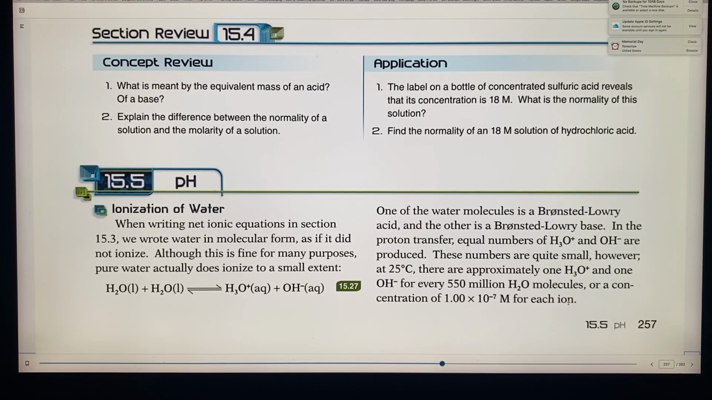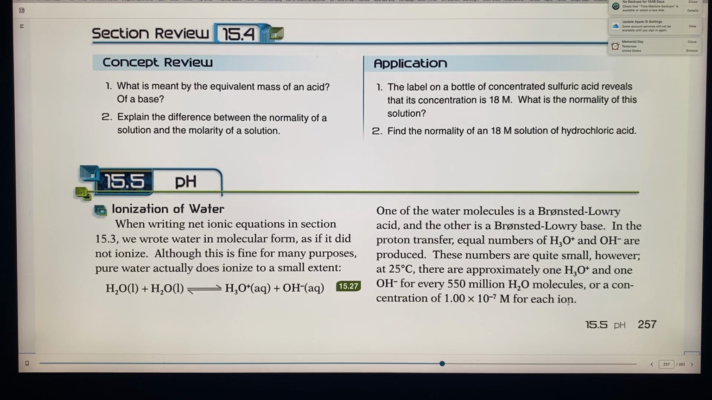So we are in chemistry, chapter 15, and we're going to talk about pH. So what is pH? There's pH and there's pOH. First of all, they talk about the ionization of water. Pure water does ionize a little bit, to a small extent. The Bronsted-Lowry acid and base is a proton transfer, not just the H and OH.